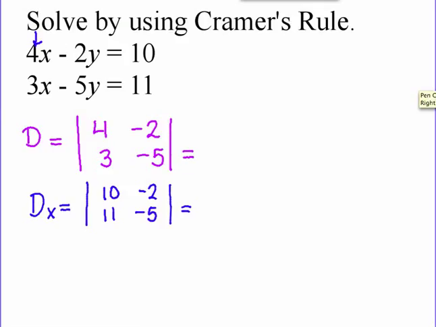Okay, so with that in mind, dy. What do you think you're going to do with the x column? Leave it alone.